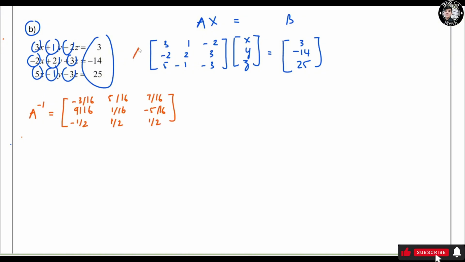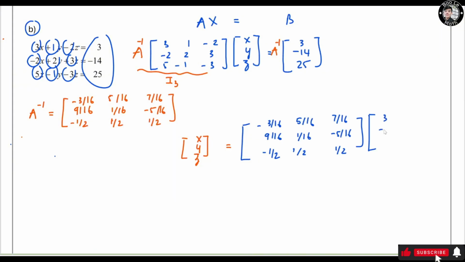Now we're going to multiply both sides by A inverse. So the left-hand side becomes X, Y, Z, because these two right here become the identity. The right-hand side becomes A inverse, and I'm going to copy it over here, multiplied by 3, negative 14, and 25. Now this one is a 3 by 3 matrix and this one is a 3 by 1 matrix, so the answer must be a 3 by 1 matrix.